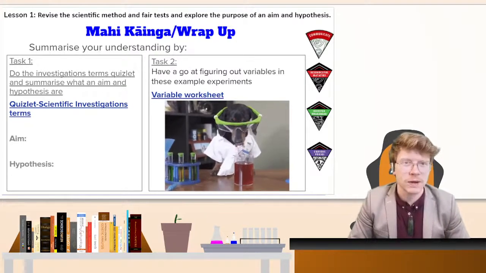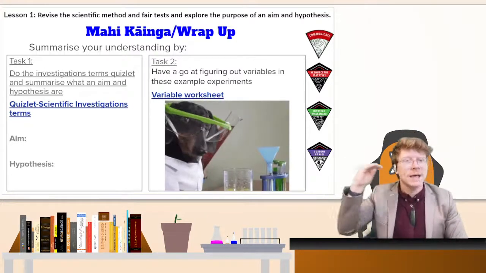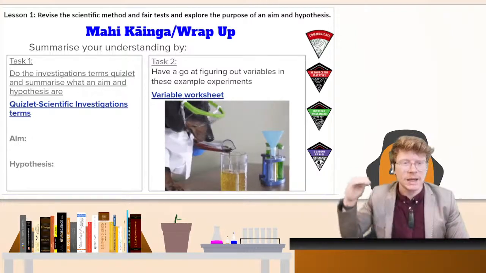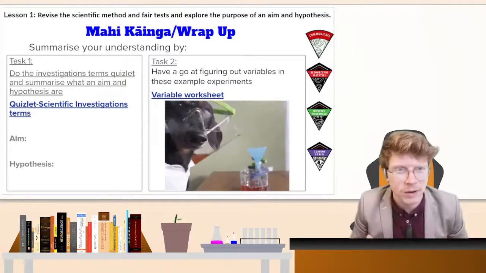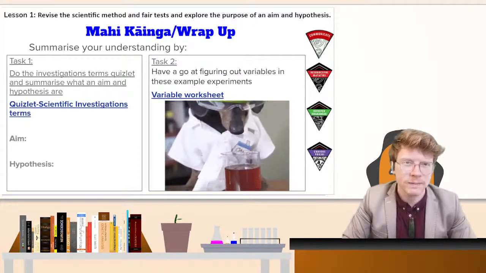And you remember when you did this earlier in the year, right? You had to say, here's the thing that I'm changing, here's the thing that I'm measuring, and here's everything I'm keeping constant. One last thing about variables, you always got to use units, right?